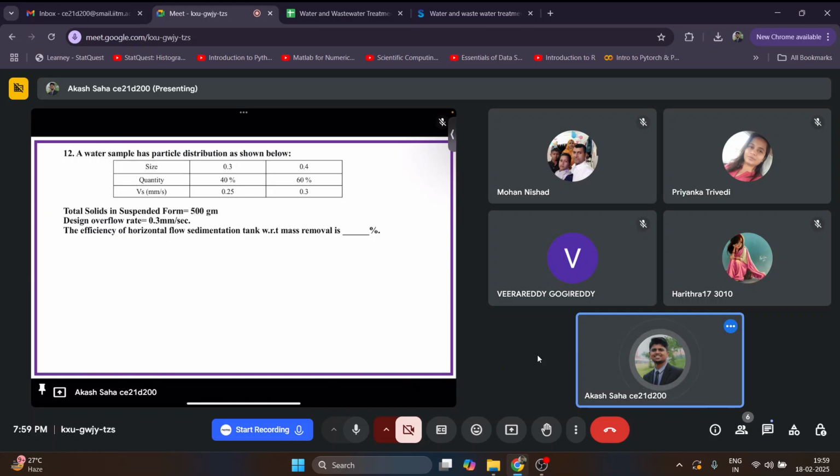So here only two types of particles are given, 0.3 and 0.4. Okay, and their amount is also given and their settling velocity is also given. And the overall design overflow rate or the SOR is given. So based on that, you have to find out how much of the particles will undergo settling. So out of the 500 grams, how much will be settling, how much will not be settling. So based on that, we can find out the efficiency.